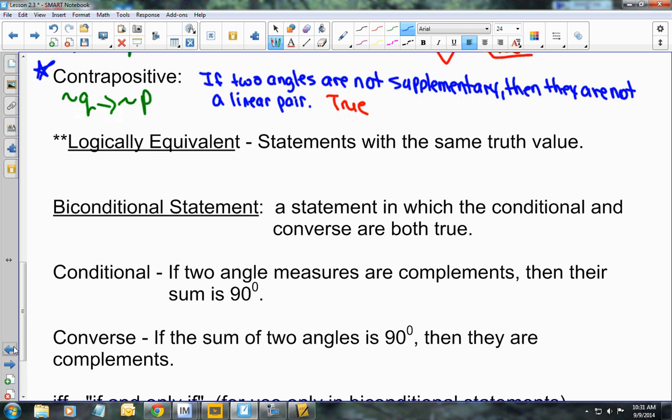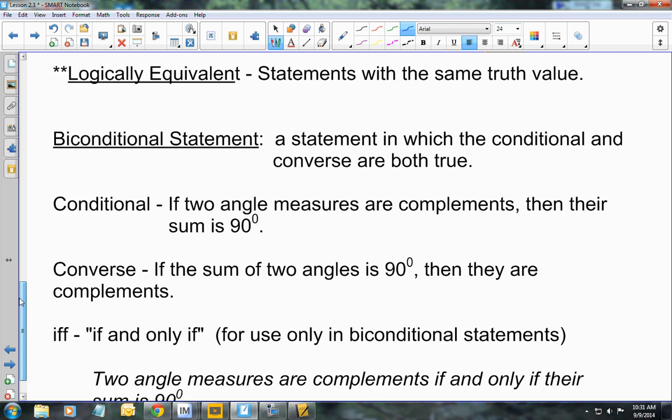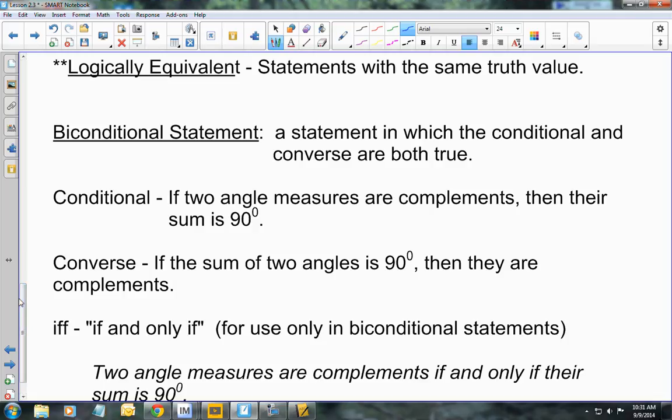A biconditional statement is a statement in which the conditional and the converse are both true. Here's another example. If two angle measures are complements, then their sum is 90 degrees. True or false? That's true, right? If the sum of two angles is 90, then they are complements. That is true. So, this would be considered a biconditional statement.